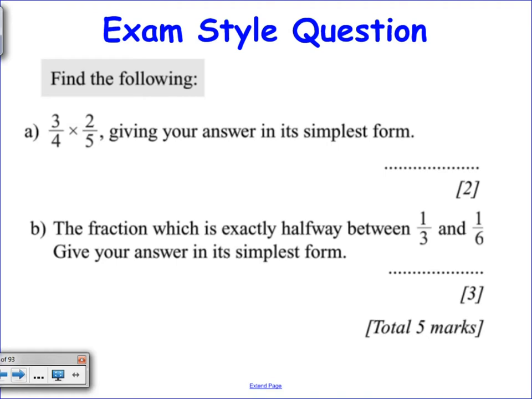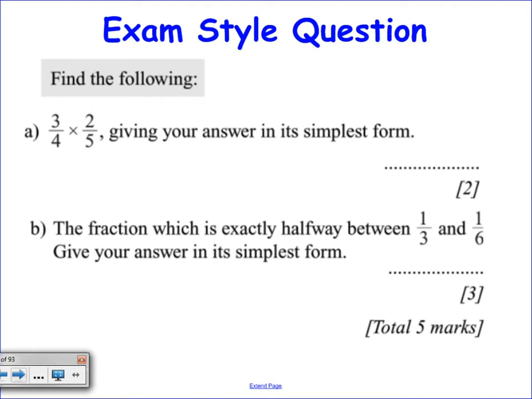Good. 2 exam style questions. The first one, straightforward multiplication. The second one has got 3 marks. It involves a bit of this. Okay? It's got 3 marks. You've got 3 minutes to do that one. But there's a fraction exactly halfway in between 1/3 and 1/6. What is it?